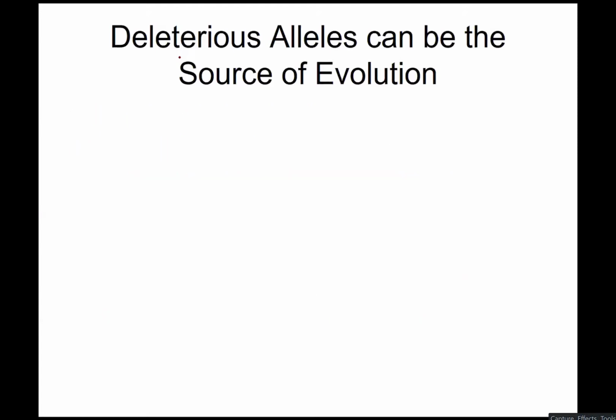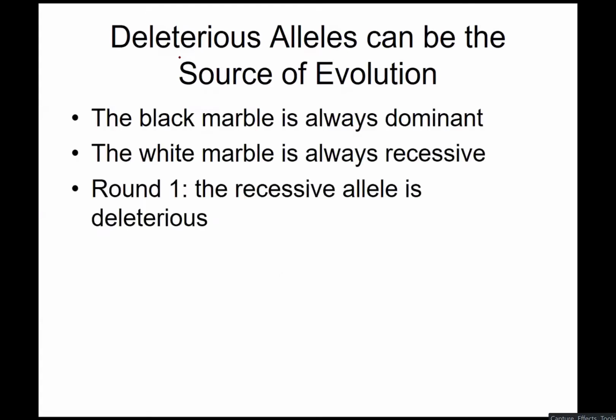All right, so for this first exercise, we're going to be looking at deleterious alleles as a source of evolution, and we're going to play with a population of marbles. If you've read over the instructions in the lab manual, basically you're going to have a bucket full of marbles. There's supposed to be 100 marbles in the population, 50 black and 50 white. I counted mine. I had 48 black and 50 white, so I took 2 out. Now I have an equal number of marbles within my population.